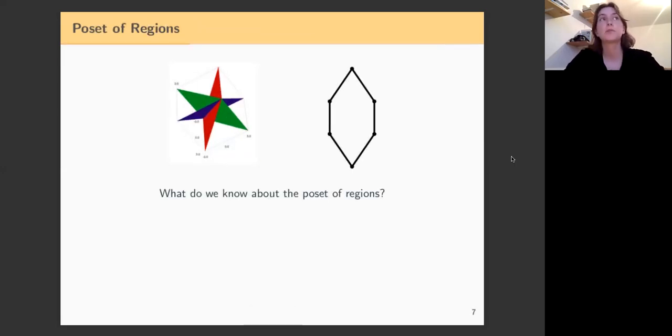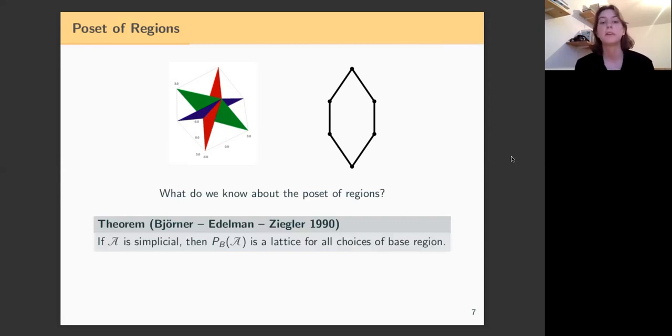So now we want to ask the question: when you have a poset of regions of a hyperplane arrangement, what do you know about this poset? What order theoretic properties can you determine? There are some things that are known. If you have a simplicial arrangement, then the poset of regions is going to be a lattice for all choices of base region. This was proved in 1990 by Bjorner, Edelman, and Ziegler, where they also showed some other properties. But here, it was a special property of a Coxeter arrangement that it didn't matter which region we chose as the base region. In general, for a simplicial arrangement, you'll get non-isomorphic posets if you choose different base regions.